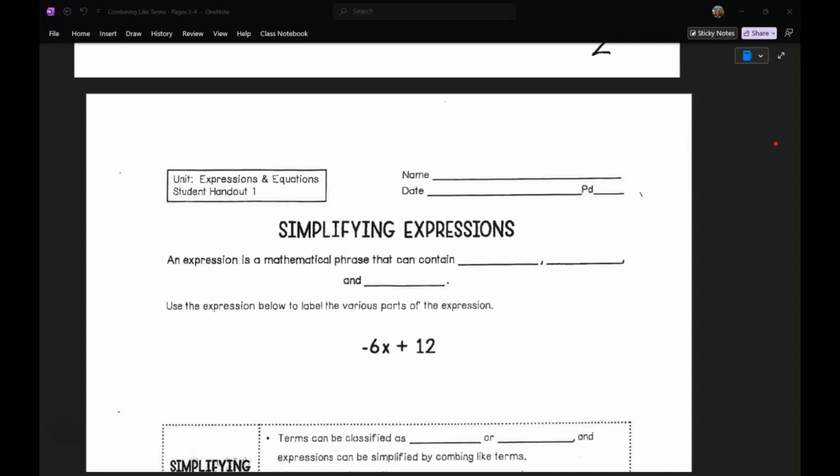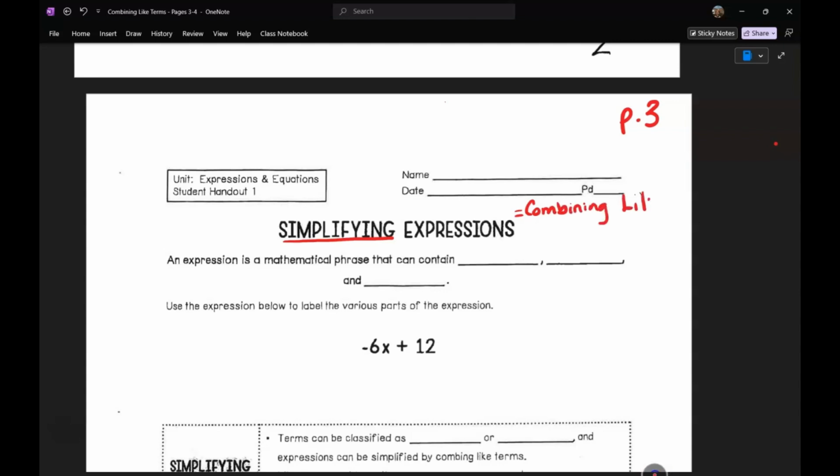All right, so we're on page 3 of your new notes, and we're going to be asked to simplify, or simplifying expressions. Simplifying is exactly what it sounds like. We're going to make it shorter and easier. Sometimes you'll hear this called combining. I want you to add this to your paper.